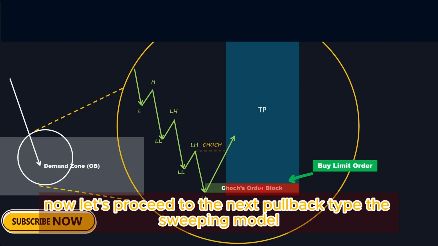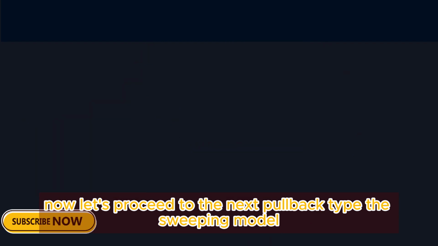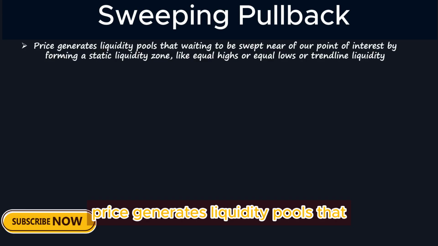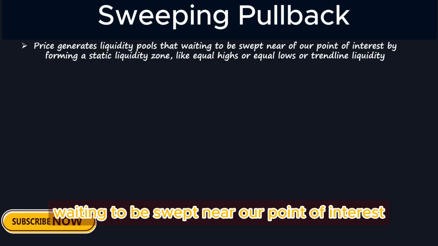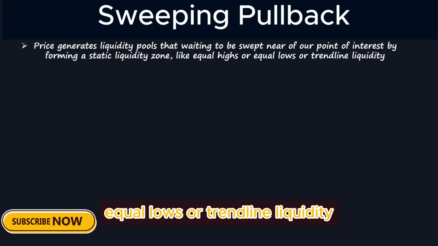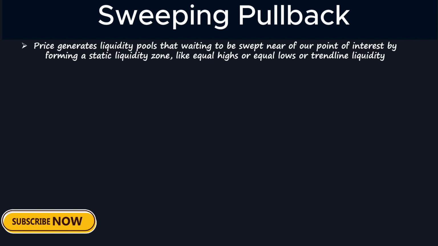Now let's proceed to the next pullback type, the sweeping model. In this type of pullback, price generates liquidity pools that are waiting to be swept near our point of interest by forming a static liquidity zone, like equal highs, equal lows, or trendline liquidity.